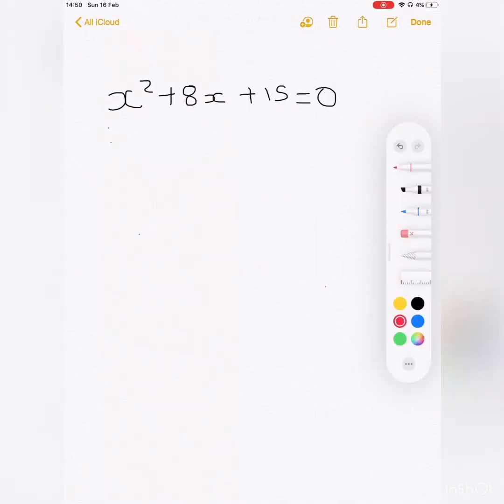So in order to solve this, the first thing we're going to have to do is factorise because we need to find what x is. So in order to factorise, we know it's going to go into 2 brackets because there's nothing that goes into all 3 of those terms.